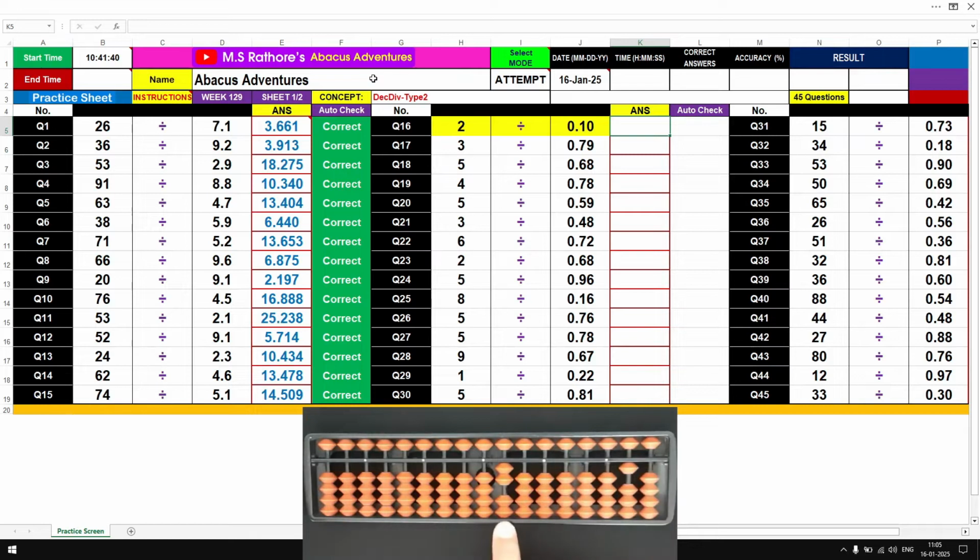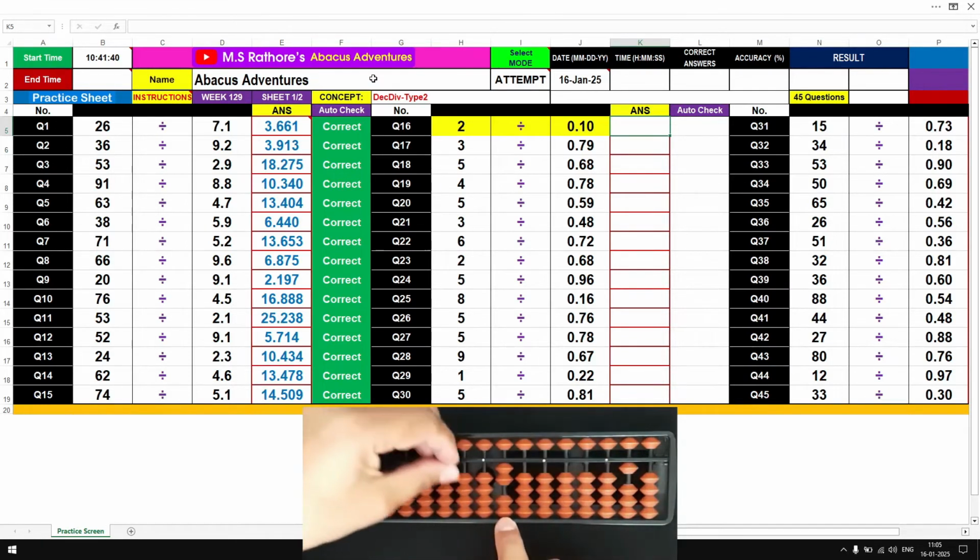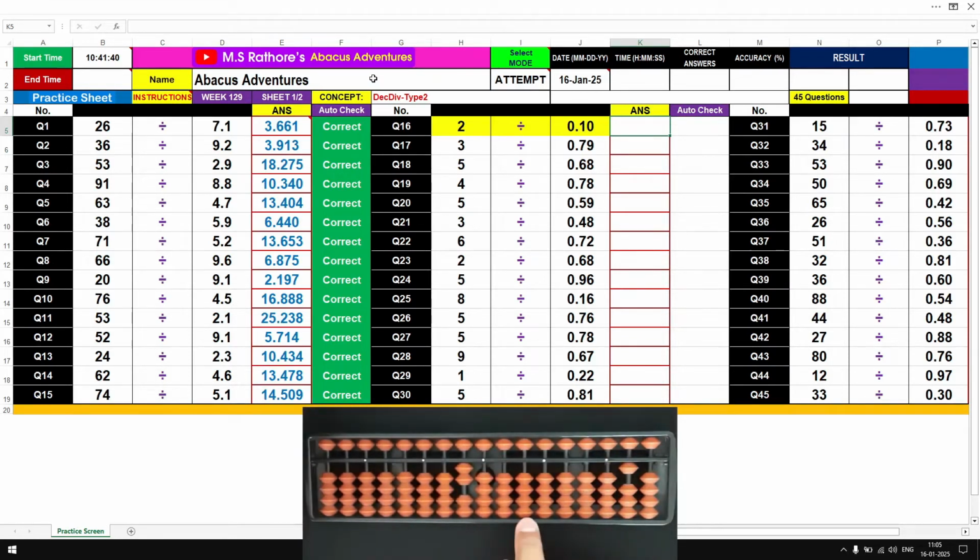My finger is below 2 now. 1 2s are minus 2, shifted, 0 2s are 0. There is nothing else left to divide further. So we should take the answer as 20.000.